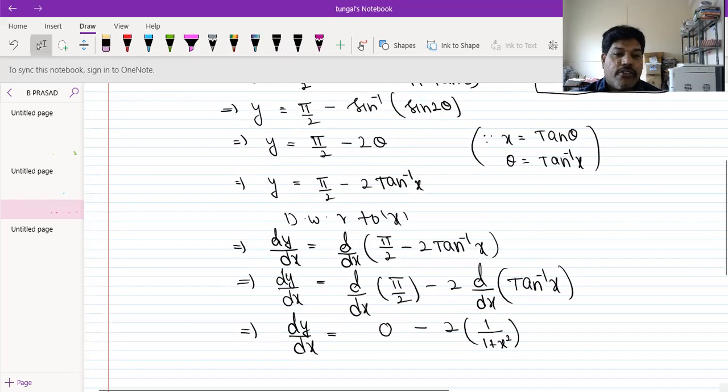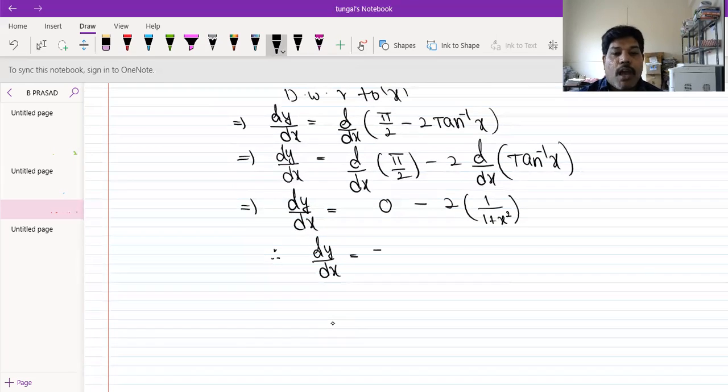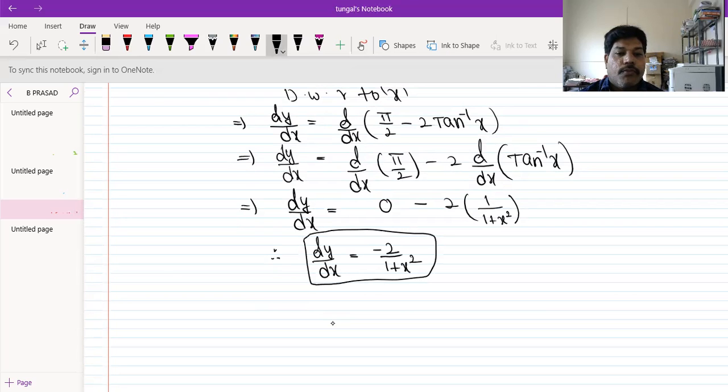So what is the final answer? We can get that dy by dx is equal to minus 2 by 1 plus x square. So this is the answer. All understood, students? So see that question and practice that one.